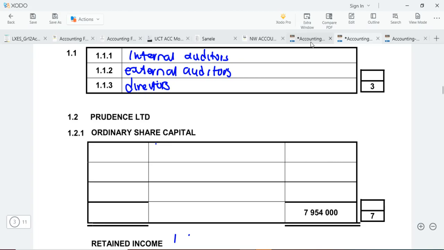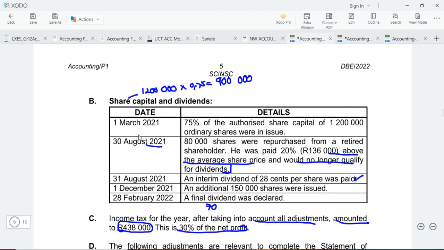We're going to read our information bit by bit. Here they're saying on 1 March 2021, 75% of the authorized share capital of 1,200,000 were in issue. This simply means that at the beginning of the year, they had only issued 75% of the authorized share capital that they had. Remember, I said that authorized share capital means that this is the maximum number of shares that the company can issue.